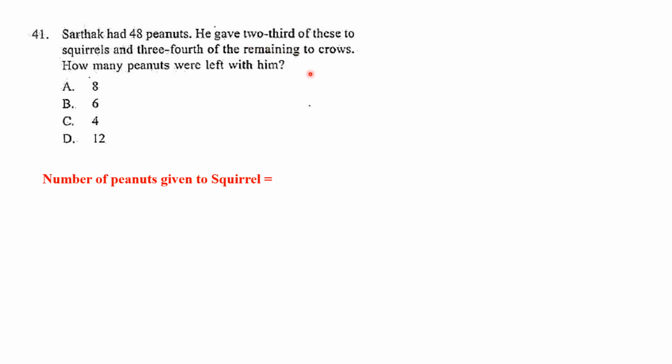Now the number of peanuts given to the squirrel is 2/3 of the total. So we will find 2/3 of the total. So it will be 2 by 3 multiplied by 48. And if you reduce it, 3 times 1, here also 3 times 1, 3 times 16. So you can see that he is giving 32 peanuts to the squirrel.